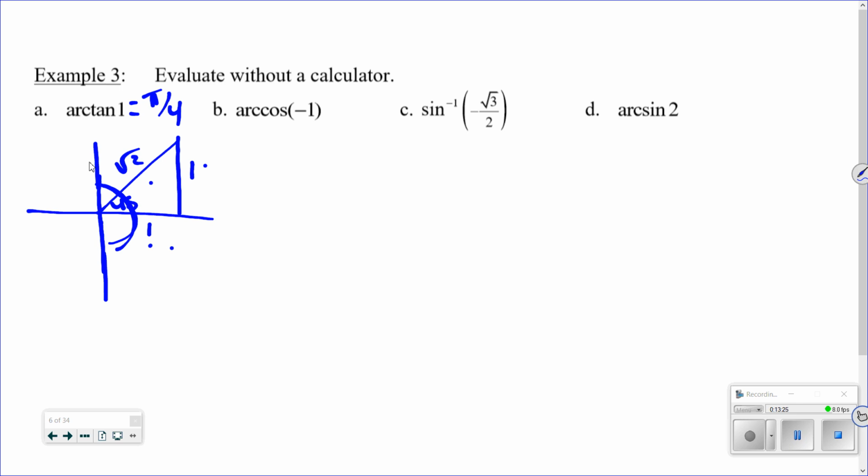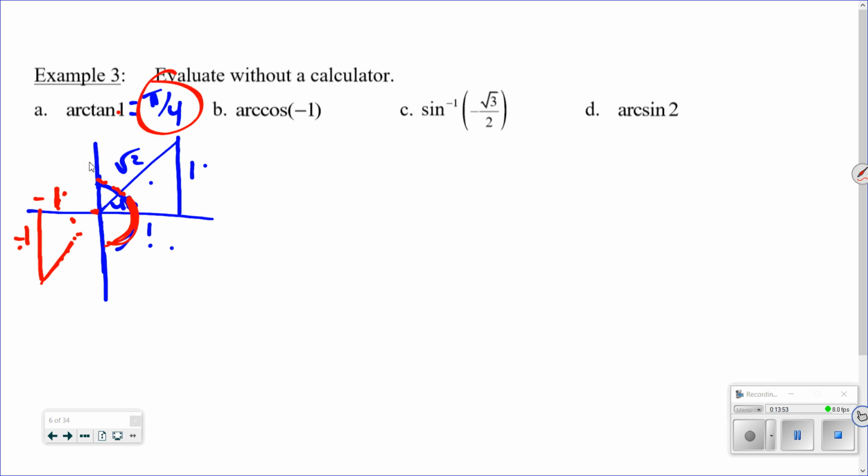Now just be aware, there's actually another spot over here. You could draw a triangle over here, and this is negative 1 and negative 1. The tangent of that angle would still be negative 1 over negative 1, which is 1. And that's 5 pi over 4. But 5 pi over 4 doesn't fall within the range of values. So just make sure that your angle fits in your range of values.